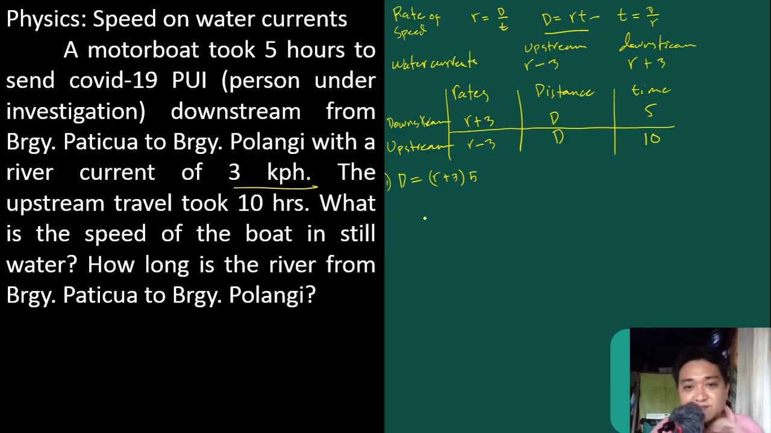Times 5. O yung pangalawa naman nating linear equation, using this pattern, D is equivalent to RT. D is equivalent to rate times time. Ilan yung rate natin upstream? R minus 3. Times kung ilang oras siya naglakbay. That is 10 hours. So, the quantity R minus 3, yung rate natin, times time. Yun yung ibig sabihin niyan.